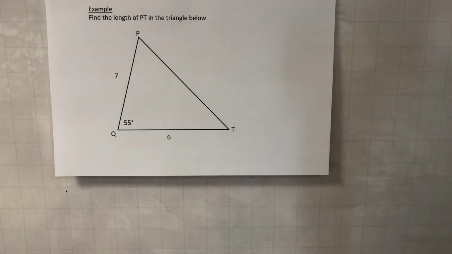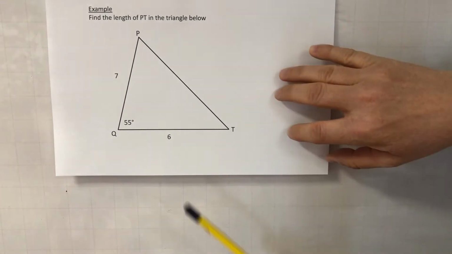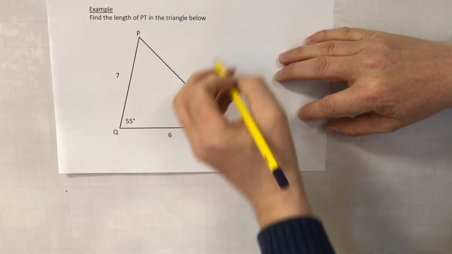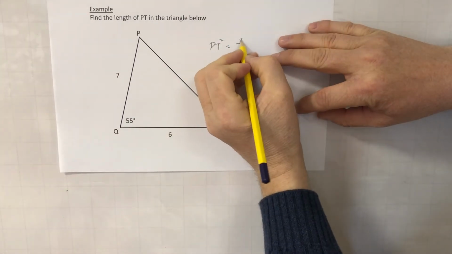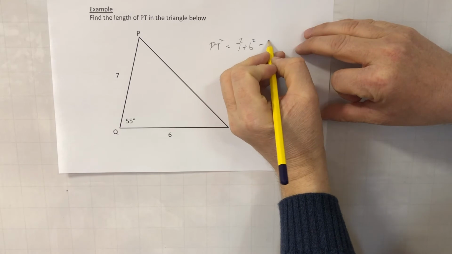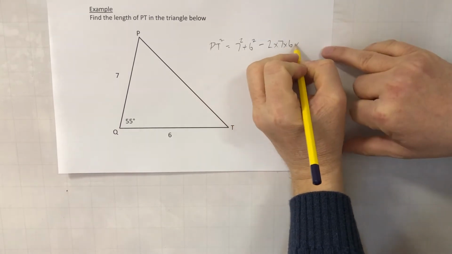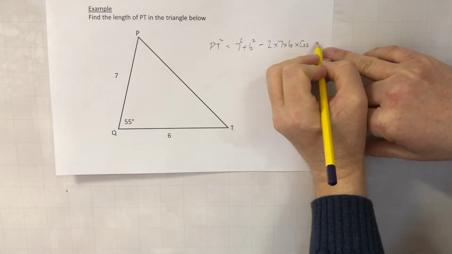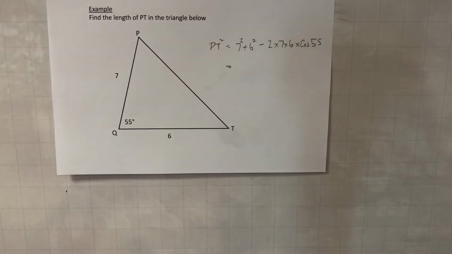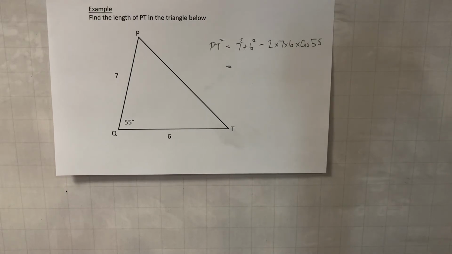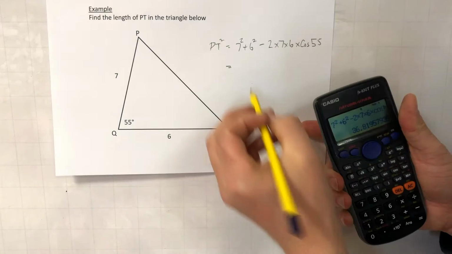Okay, so quoting cosine rule, we have got that side, PT squared, should equal 7 squared plus 6 squared, take 2 lots of 7 times 6 times by the cosine of 55. So we have 7 squared plus 6 squared, take 2 times 7 times 6 times cos 55, all tapped in one go. That comes to 36.8.